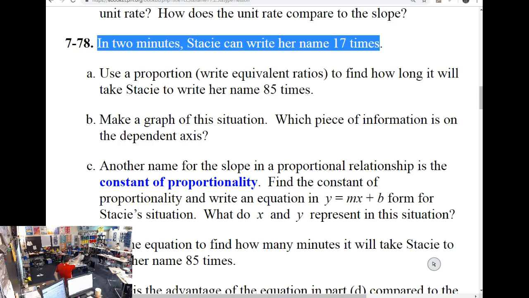How many times you can write your name depends on how long you do it for. It's dependent. I want you to start to analyze what's independent versus dependent in our situations. I use minutes, and then we can use a partial minute if we need. So the ratio you should be setting up is 17 compared to 2.